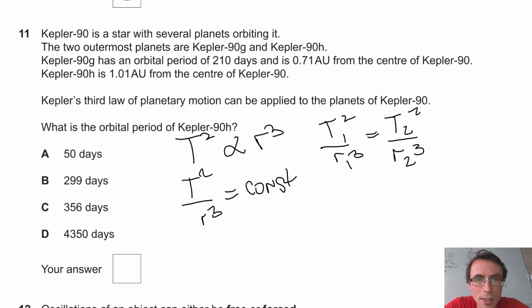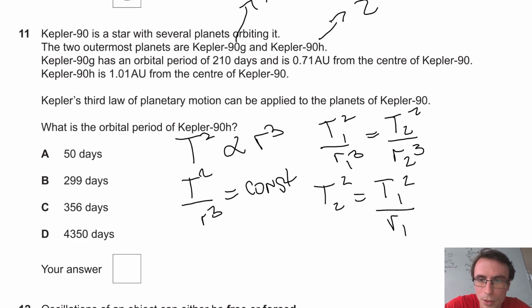Okay, let's say that 90g is 1 and let's say that 90h is 2. What we're looking for is the orbital period of 90h, so we're looking for T2. T2 squared will be given by T1 squared over R1 cubed times R2 cubed, because this is essentially a ratio. We're looking for the orbital period in days, and the other one is also given in days, so we don't have to worry about the units.